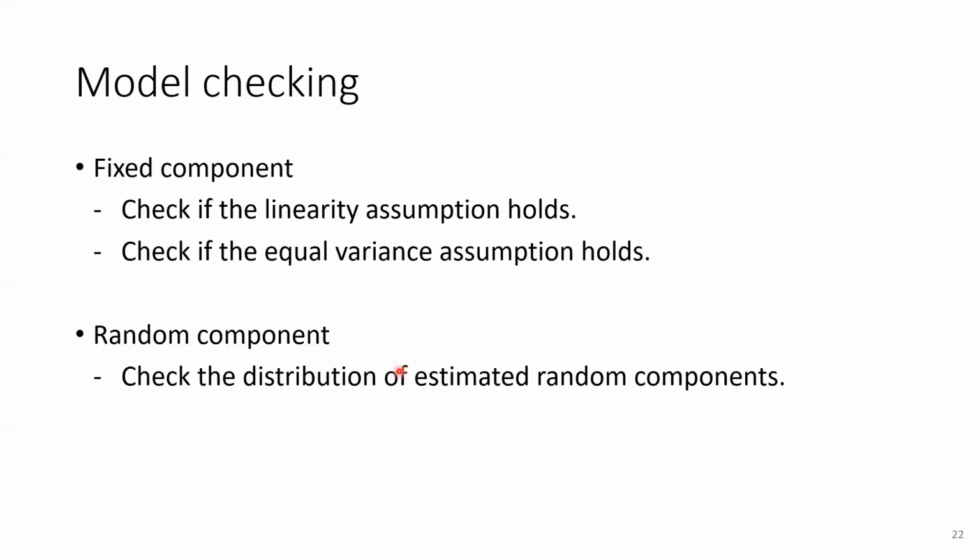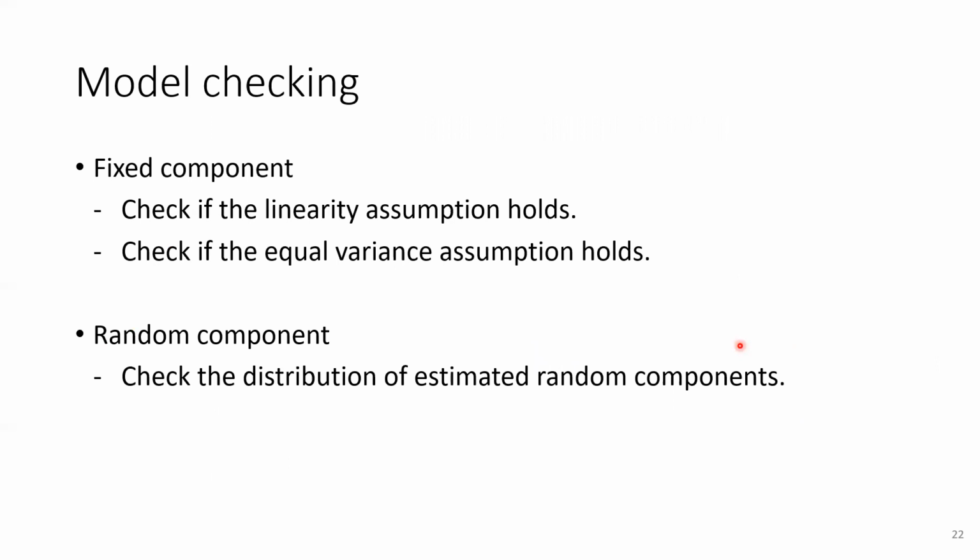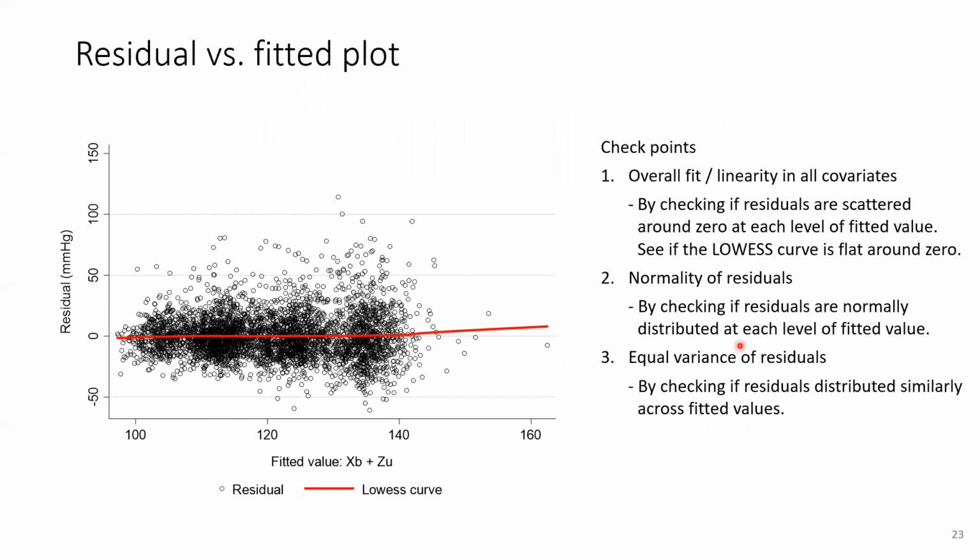And model checking, which sometimes we don't do, and we forgot to do, but we always have to do model checking because we do modeling assuming some assumptions. So first of all, we check the fixed components and then the random components. Residual versus fitted plot is almost the same as what we do for the usual linear regression model.